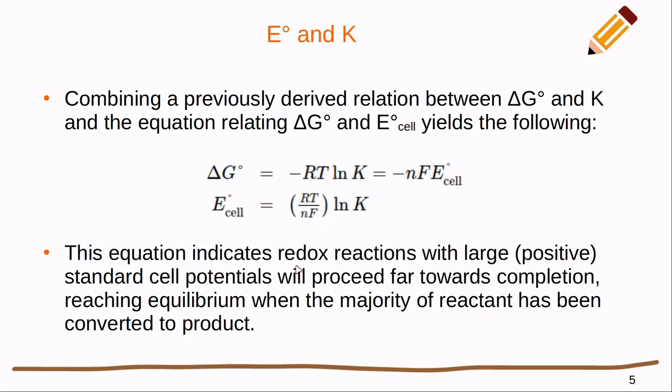This equation indicates that redox reactions with large positive standard cell potentials will proceed far towards completion, meaning they're going to have high values of K. That means the majority of the reactant has been converted to product. So we're going to have a reaction that lies far to the right when we have a large positive E cell. If we had a negative E cell, we would have a K value that is less than 1, and it's going to be shifted towards the left.